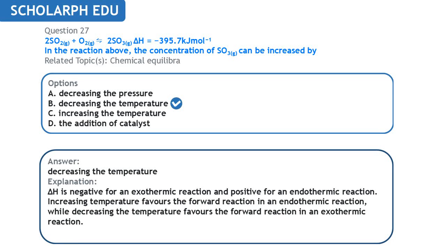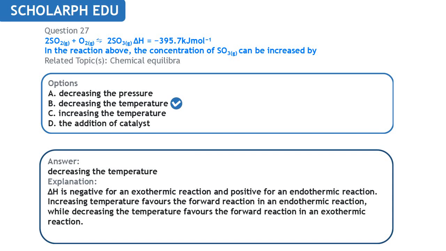But if it is an endothermic reaction, that is a reaction in which heat is taken in or absorbed, increasing the temperature is going to favor the forward reaction, but decreasing it would favor the backward reaction. However, this is an exothermic reaction. Decreasing the temperature is going to favor the forward reaction, meaning the concentration of this sulfur VI oxide here is going to increase.